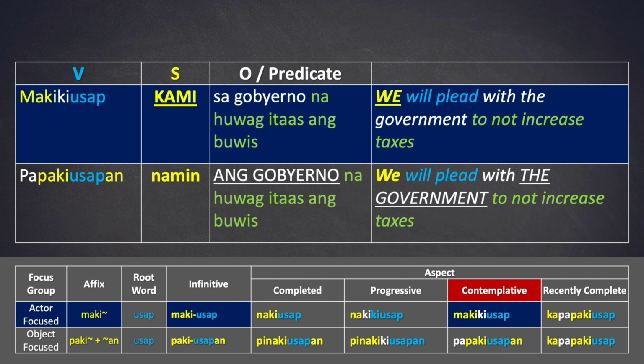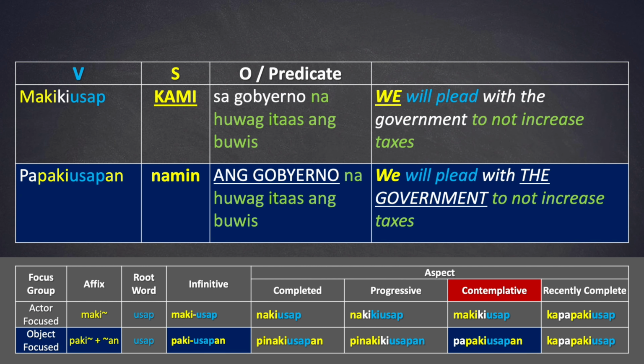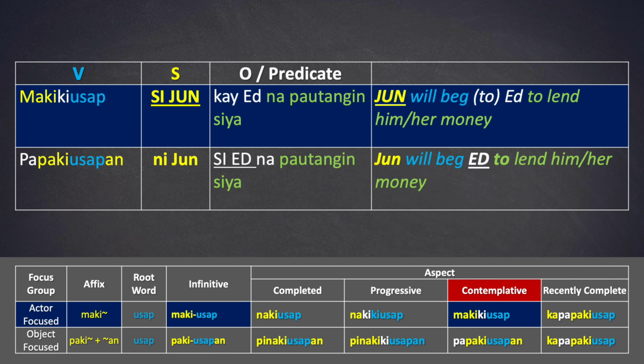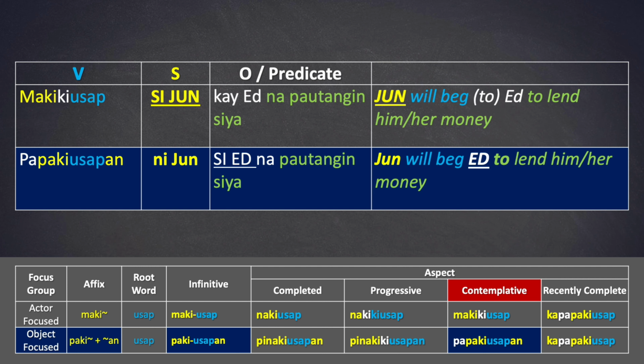Makikiusap kami sa gobyerno na huwag itaas ang buwis. We will plead with the government to not increase taxes. Papakiusapan namin ang gobyerno na huwag itaas ang buwis. We will plead with the government to not increase taxes. Makikiusap si June kay Ed na pautangin siya. June will request Ed to lend him money. Papakiusapan ni June si Ed na pautangin siya. June will request Ed to lend him money.